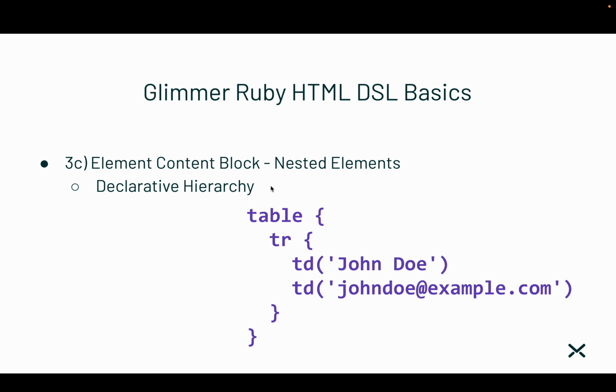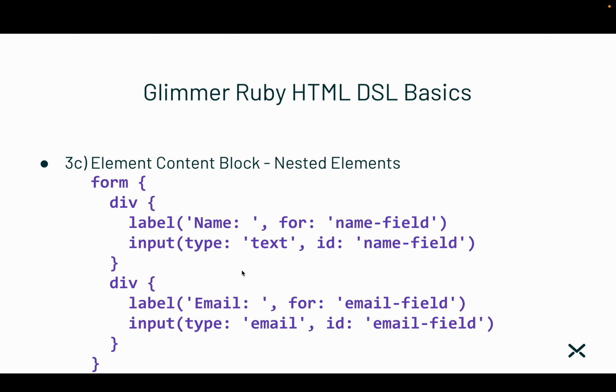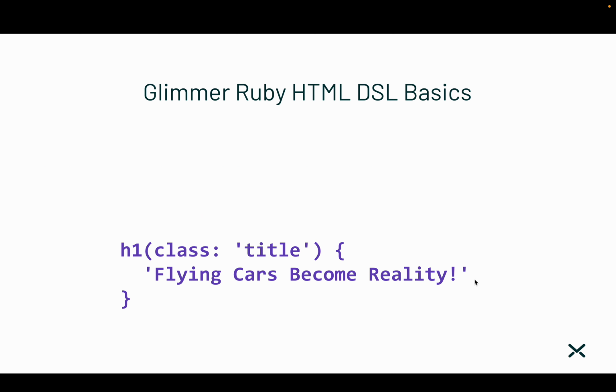Finally, we can nest elements. You already saw that. So a table has a tr in it, and then a tr, which represents a row. A table row has td, meaning table data, which is for a single cell. So it's a declarative hierarchy. It's the composite pattern for people that know about design patterns. And this is another example. A form has a div, which has a label and an input, and it's all declarative. That's what's cool about it.